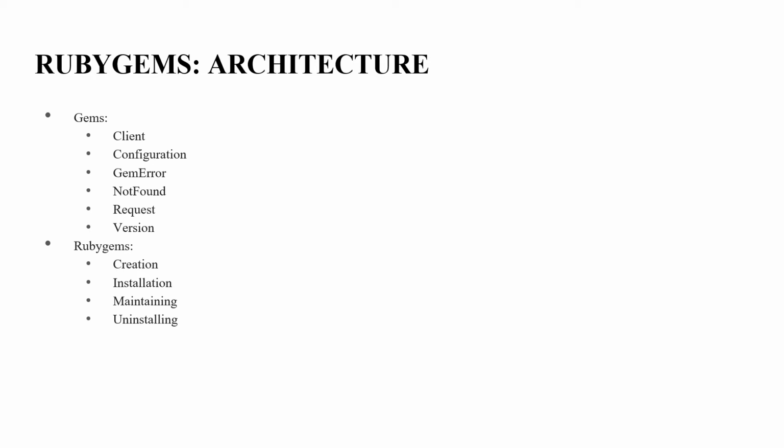Now let's look at one of the most important subsystems of Rubygems, which is also named Rubygems on GitHub, and this deals with one of the most important and essential functionality related to package distribution and management. Essentially, we can break it down into creation, installation, maintaining, and uninstalling. There's way more to it, but for the purposes of presentation and relevancy, we are looking at only these four.